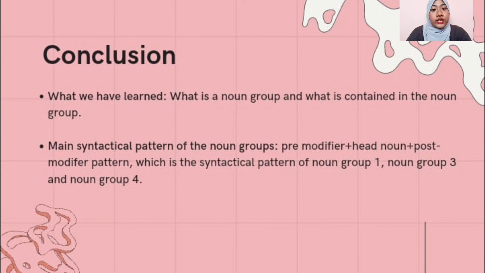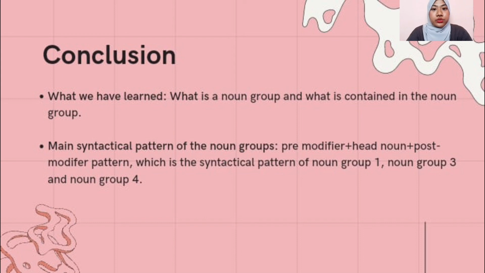In conclusion, we as a group have learned through our research what a noun group is and the syntactical functions that construct the noun group itself. In short, the noun group is a collection of words that are connected to or based on a noun. The noun itself is referred to as the head, which is the primary component of the noun group. However, the words that accompany the head noun are called modifiers.